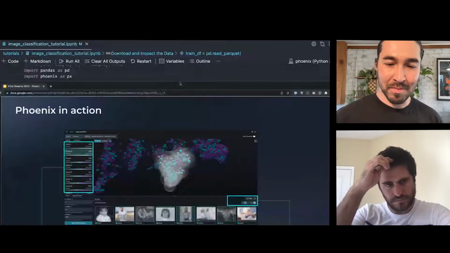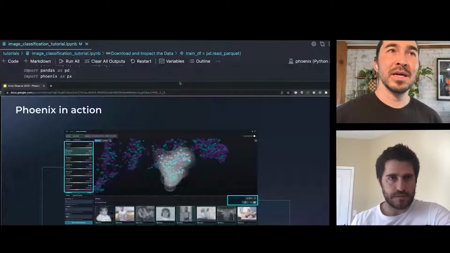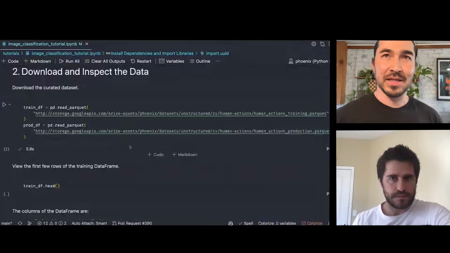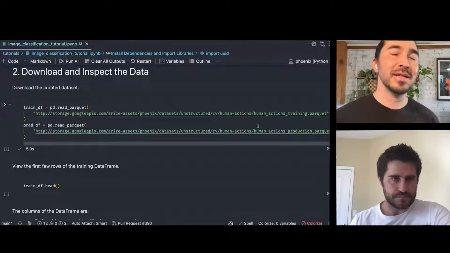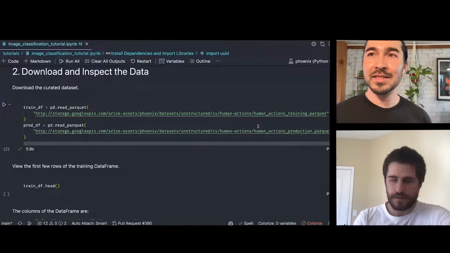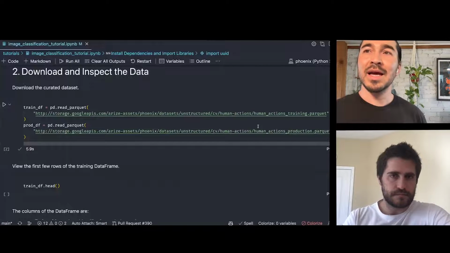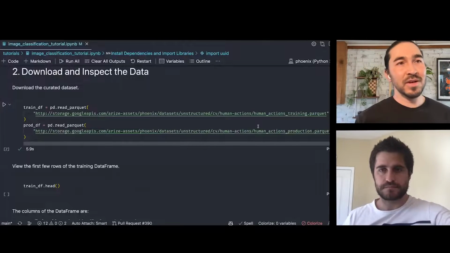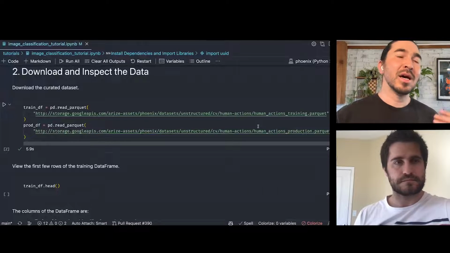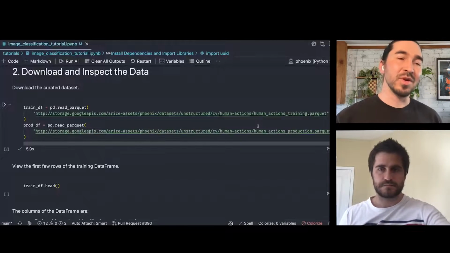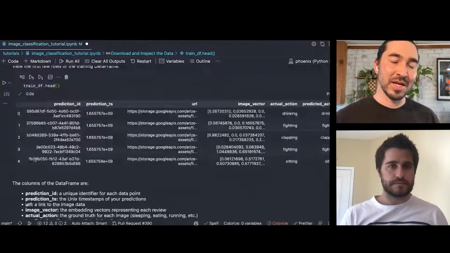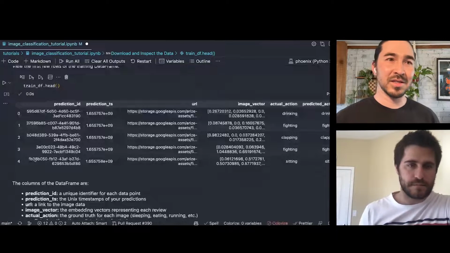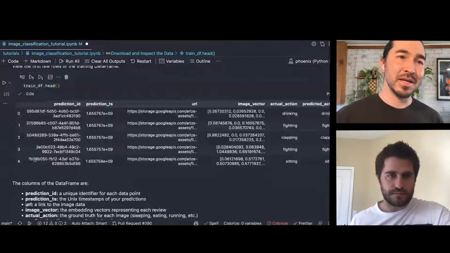So I'm going to bring up my Visual Studio Code. You can obviously use Phoenix in whatever Jupyter environment of your choosing, but I've chosen VS Code. So here we have two pandas data frames, one loading in the training data set, something that the model was trained on, and then another one in production. Specifically, we're going to look at human actions. This is a computer vision model that takes different images of different humans and tries to predict what classification of actions they're taking. So let's take a little peek into the data frame.